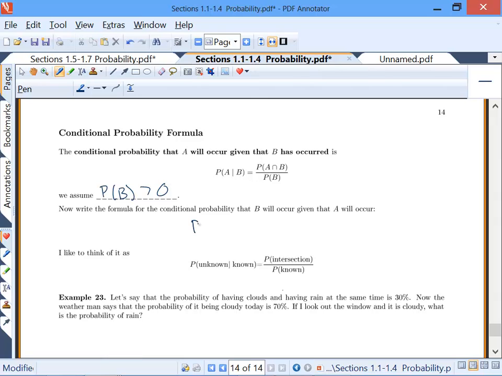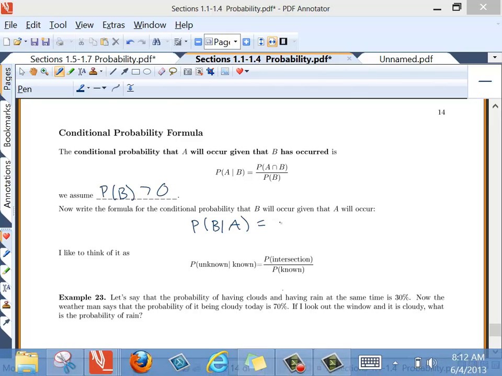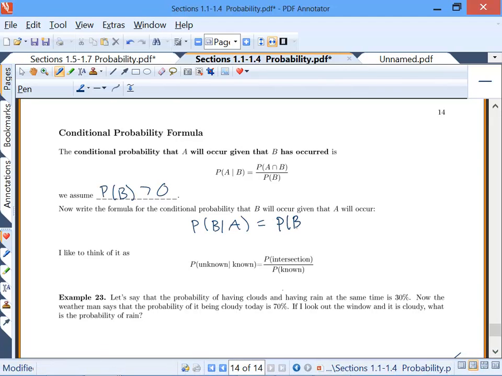What if I wanted to do the other conditional probability? So what would you write down if I wanted the probability of B given A? So someone tell me what that formula would be. Okay, so you said it's the same whether I write B intersect A or A intersect B, over the probability of A. Okay, so this is a formula that you need to memorize.